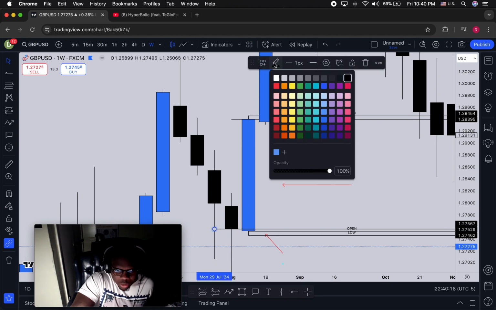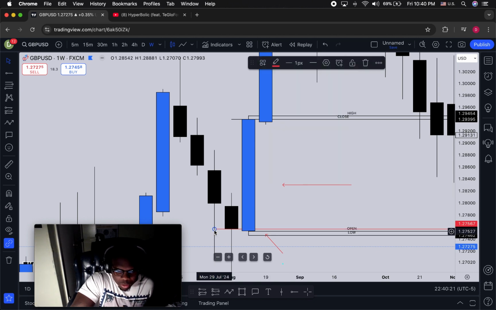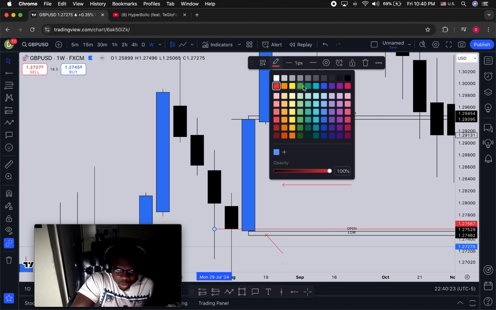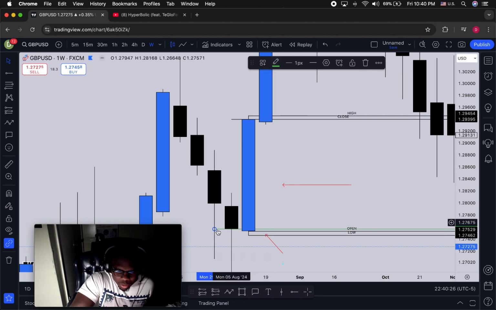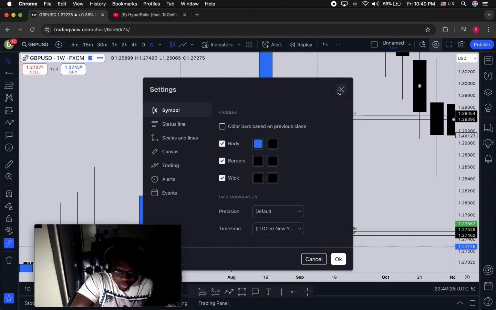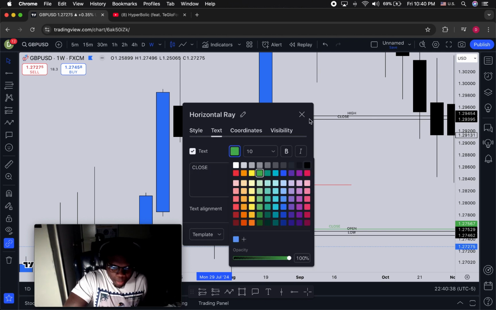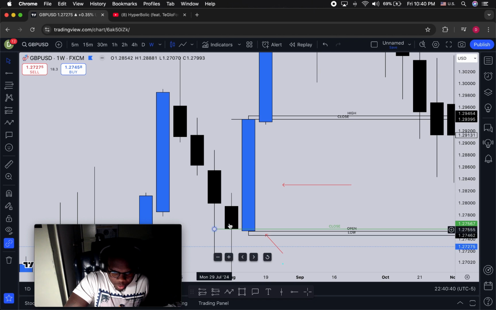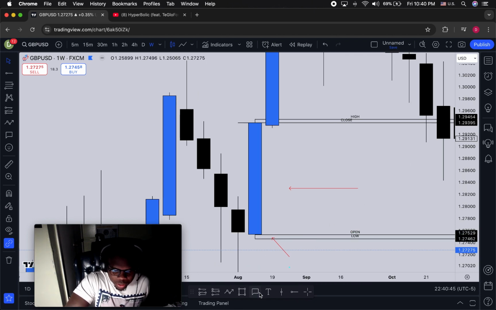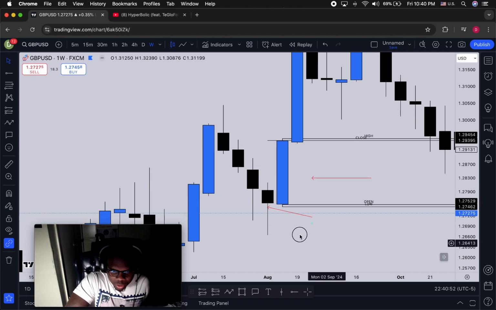Let me change the color of this one. I'll make it red. No, I can't make it red. I'll make it green. So we have here the close, excuse me. Green is close. This is the close. I'm not going to use that because it'll get really messy. I'm just going to use this so you guys can follow. Close is here. Maybe zoom out a little bit.